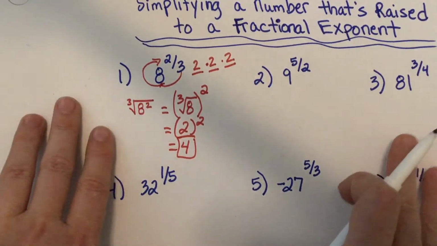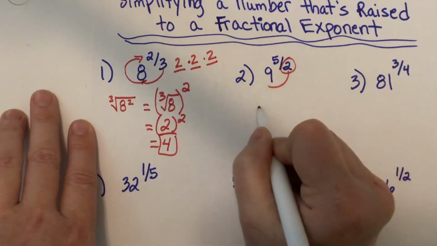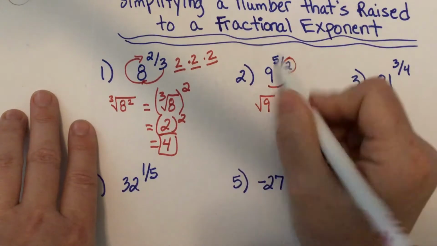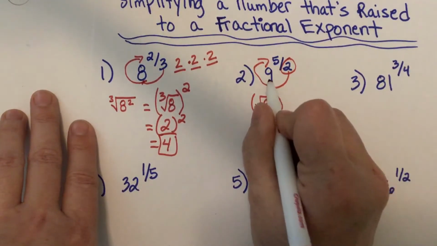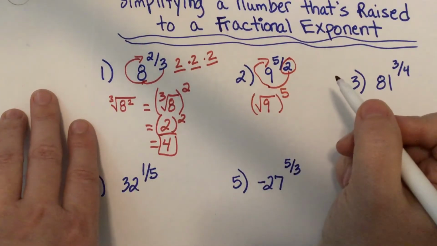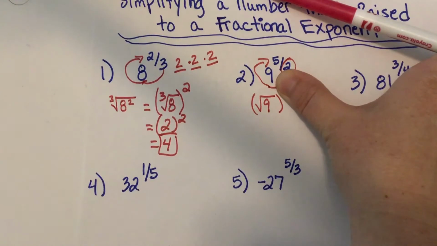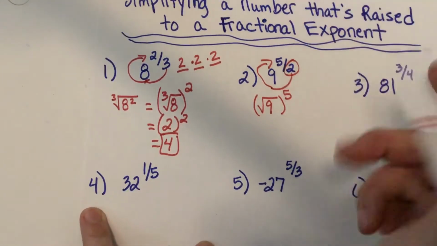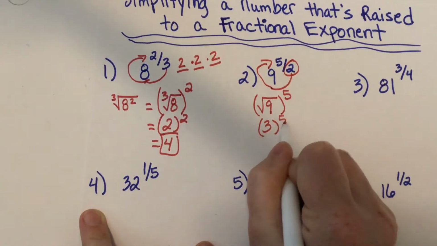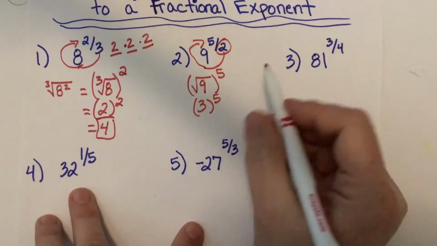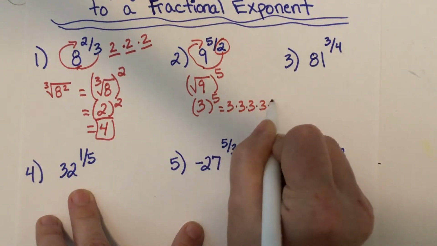Okay, let's look at this next one. This is wanting me to take the square root of 9 and raise it to the 5th. So I'm going to use parentheses this time because this is a number. All right, so first I want to take the square root of 9. What's the square root of 9? What times what makes 9? 3. The square root of 9 is 3, and then I want to raise 3 to the 5th power. Well, 3 to the 5th power, remember that means 3 times 3 times 3 times 3 times 3.